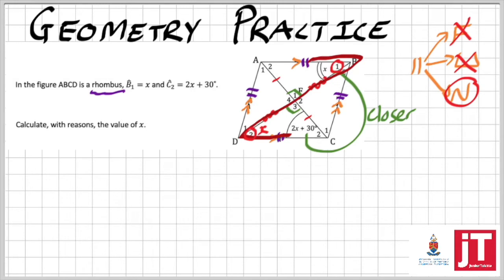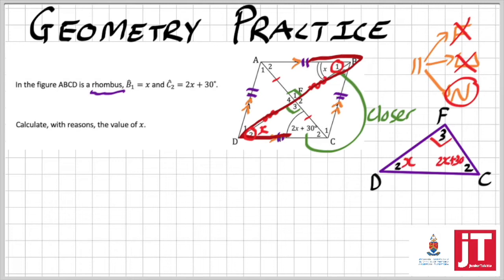To make life a little bit easier for myself, I'm just going to draw triangle DFC. Let's put in the information I've got. I've got 90 degrees at F3. I've got D2 as being x. Now I've got C2 as being 2x plus 30. Whoa! I can use interior angles of a triangle. But wait, I haven't written anything down.